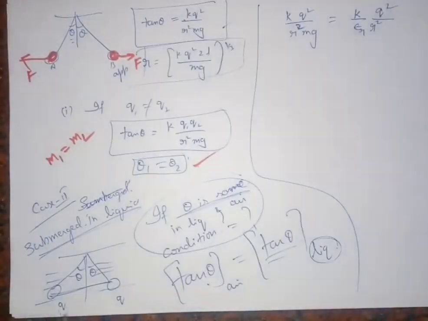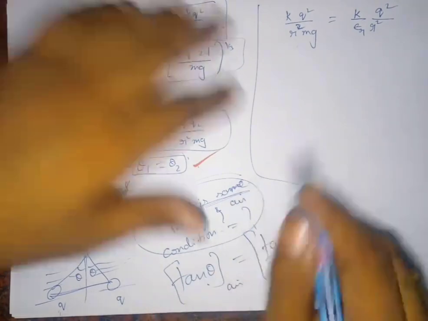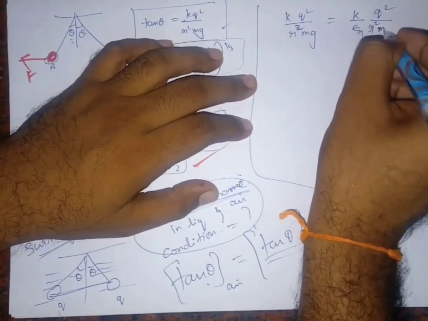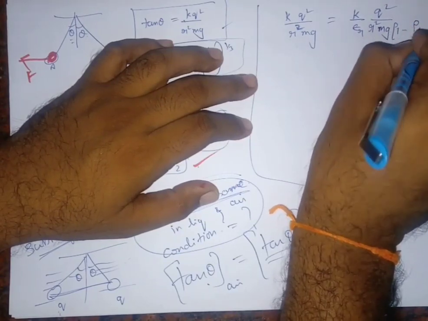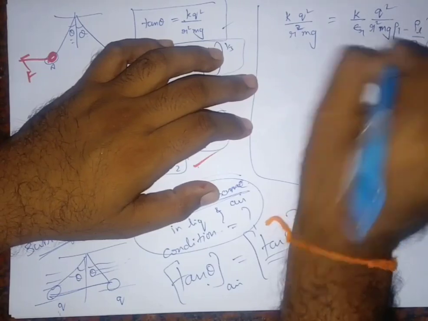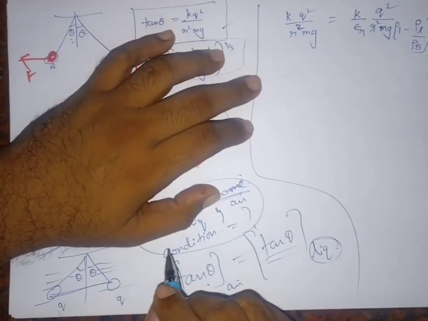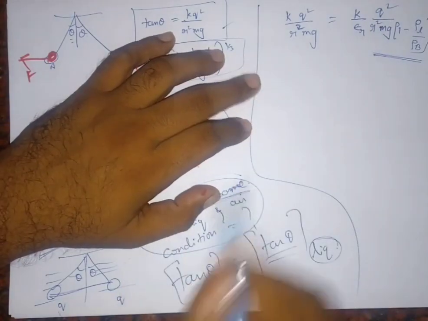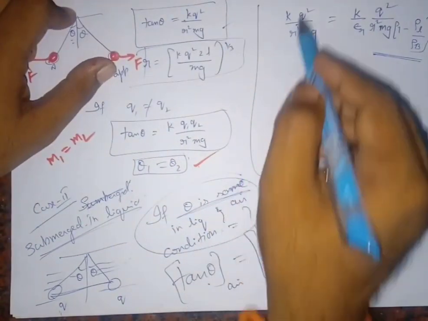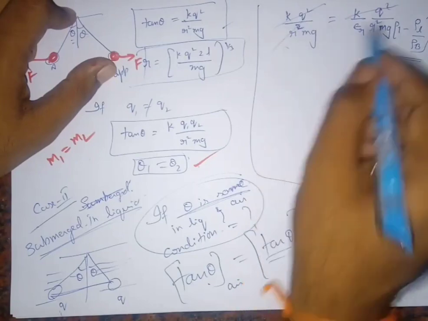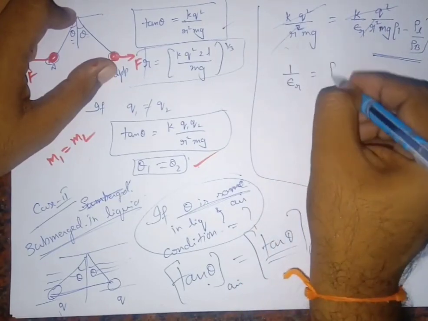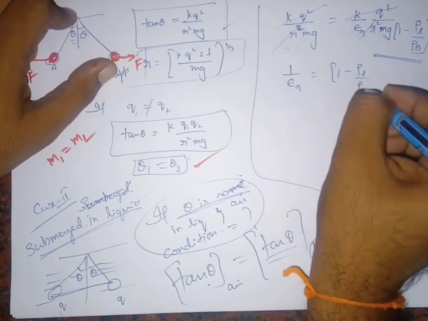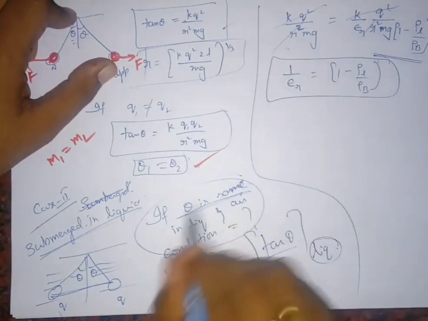Then what about mg? Now mg would change. Mg in air is mg, but mg in a liquid, according to the equation, is mg into 1 minus density of liquid by density of body, that is density of the bob. So this mg has changed. The mg inside a liquid is different. Okay, now let's cancel them. So when we cancel it, we get 1 by epsilon r is equal to 1 minus density of liquid by density of body. That's a condition.